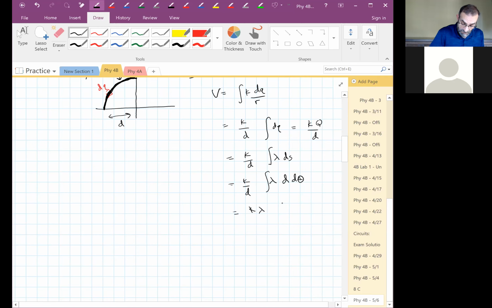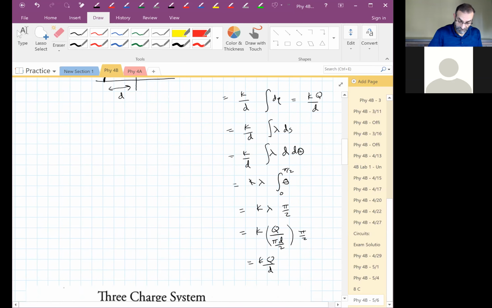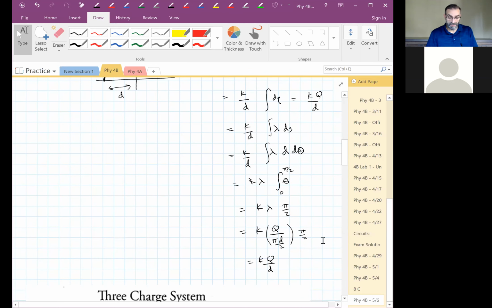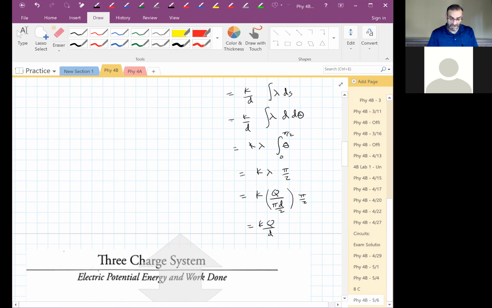k lambda integral of theta from 0 to pi over 2 gives us k lambda pi over 2. And what is lambda? It's Q over pi d over 2, I think. And this is equal to kQ over d. Okay. So work through it if you need to.